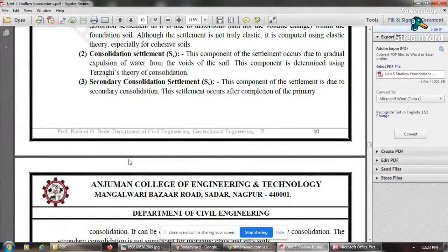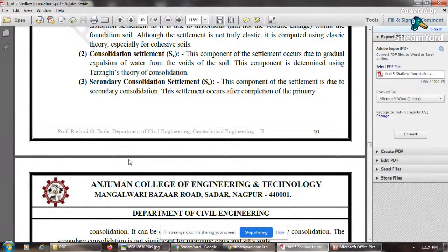Next is your consolidation settlement (SC). This component of the settlement occurs due to gradual expulsion of water from the voids of the soil. This component is determined using Terzaghi's theory of consolidation. The consolidation is studied in unit number 5 of GT1. So the gradual loading of the structure gives birth to the removal of water from the voids of soil to the water table. That is known as your consolidation settlement.